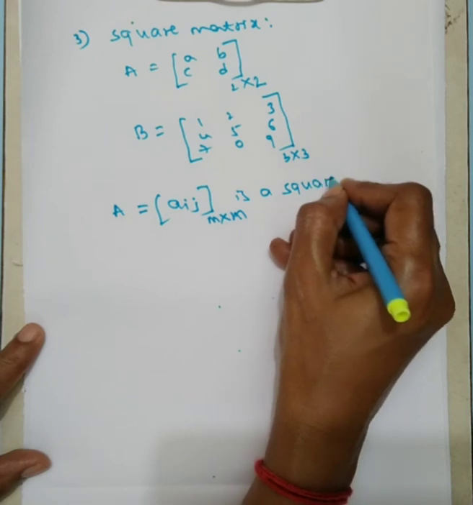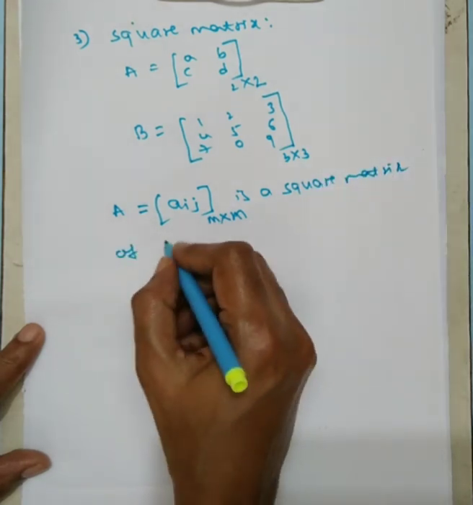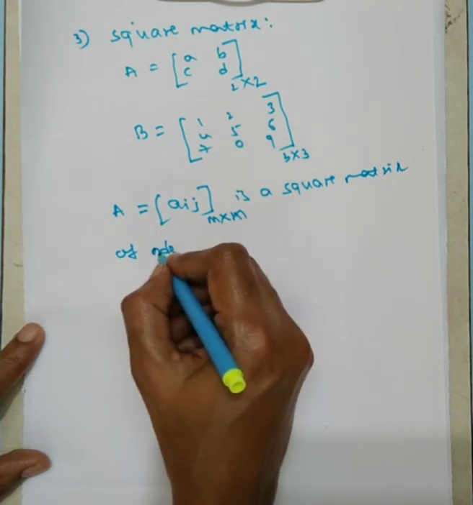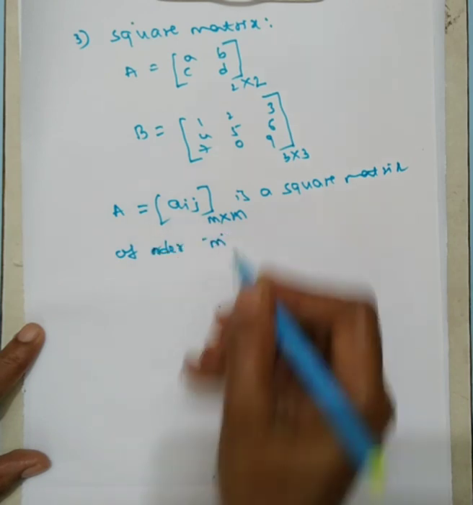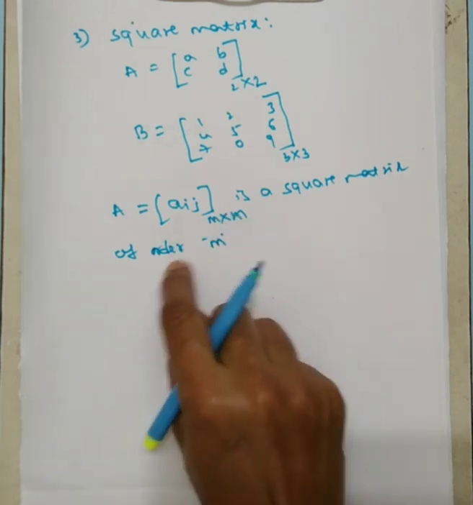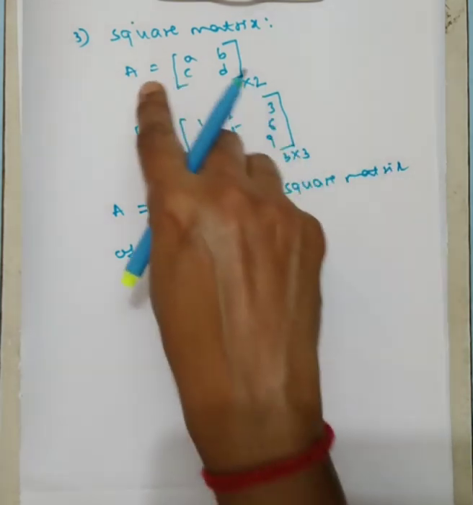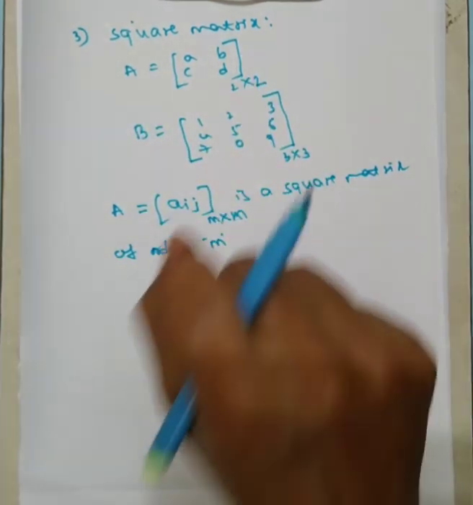Okay, is a square matrix of order m. If you are using letter n, then we can write n by n, and the order will be n. Here B is a square matrix of order 3, and here A is a square matrix of order 2.